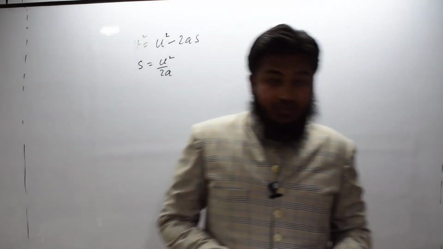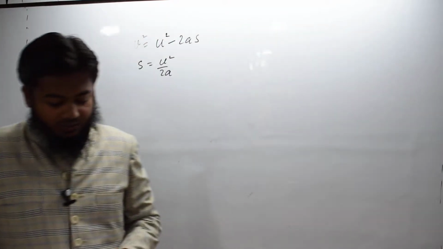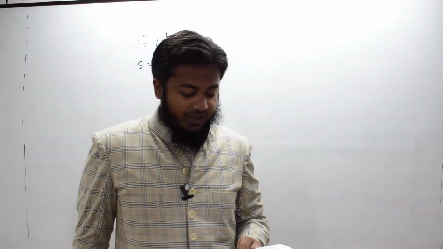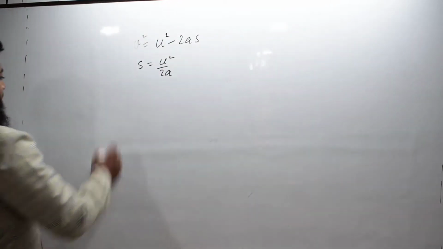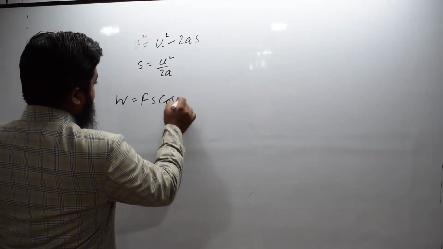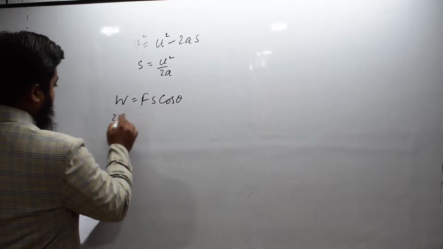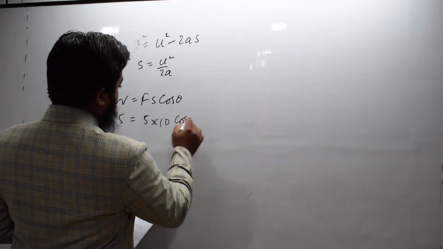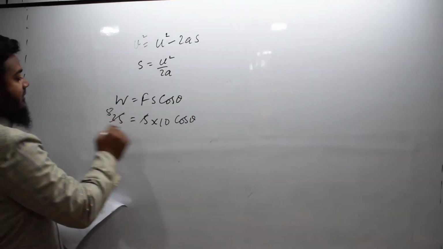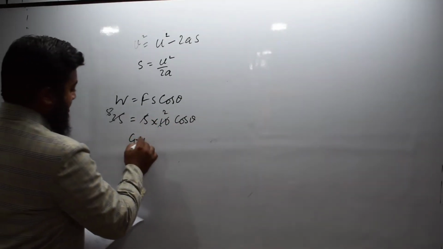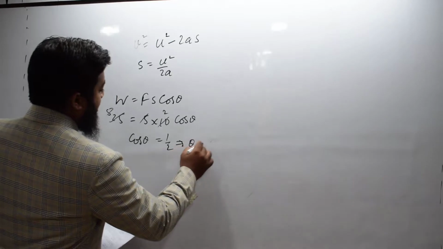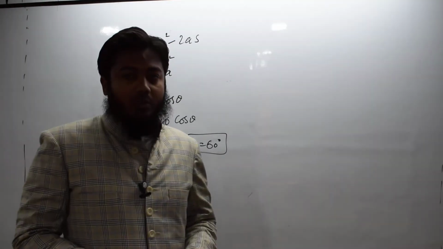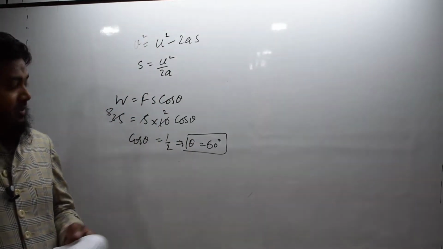A body moves a distance of 10 meter along a straight line under the action of a force of 5 Newton. If work done is 25 joules, what is the angle which the force makes with the direction of motion of the body? So, you know, work done is equal to Fs cos theta. Work done is 25 joules, force is 5 Newton and displacement is 10 meter into cos theta. Now, this is 5 and this is 2. So, cos theta is half. Cos theta half means theta is equal to 60 degree. So, the force is acting at an angle of 60 degree with the displacement. So, option C. Next question.